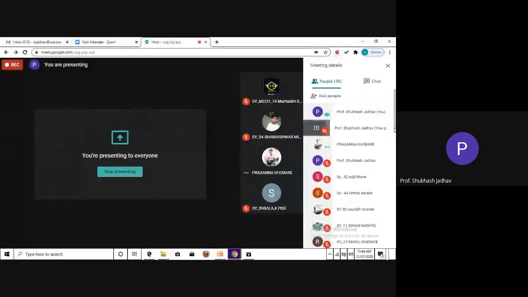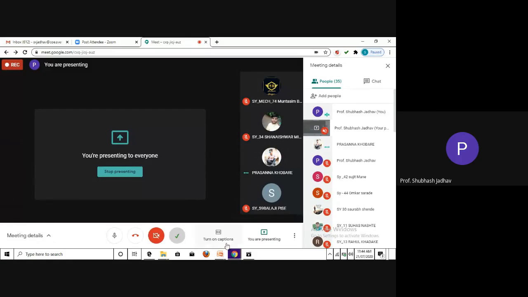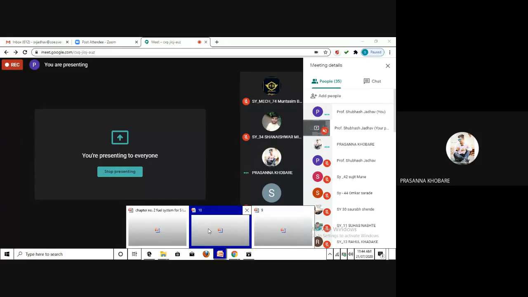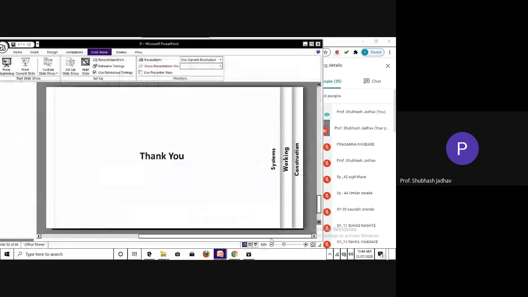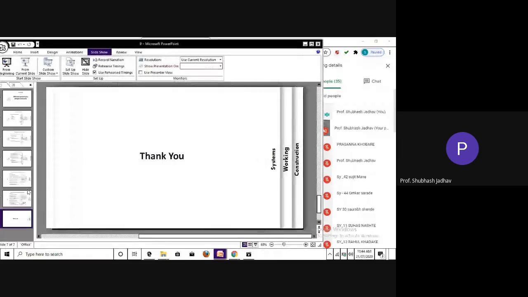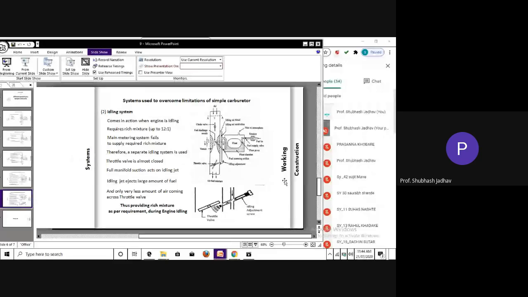Have you understood how the idling system works? Okay, can you explain now? I will once again present that particular slide. Can you explain how the idling system works? This is the slide. Can you explain the idling system?